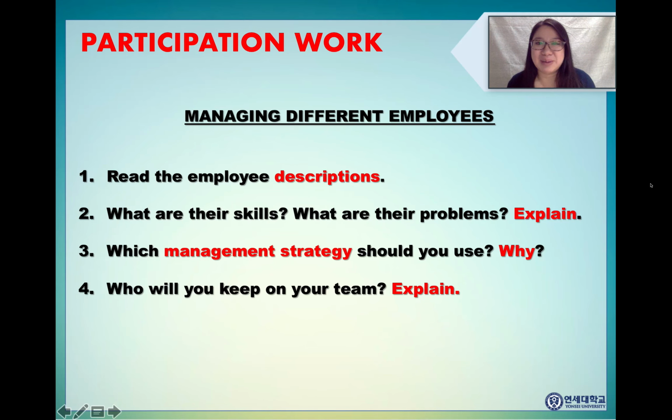Okay, so let's talk about this week's participation work. This is a modification of the case study in our textbook. For our participation work, you're going to practice managing different employees. Number 1, read the employee descriptions. Number 2, describe their skills and their problems. Number 3, explain which management strategy you would use and why. And 4, who will you keep on your team? And explain your reasons why.